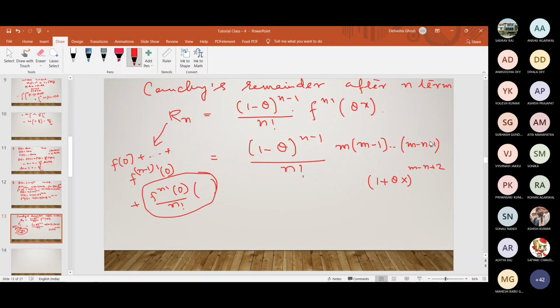In Cauchy's form the denominator is n minus 1 factorial for the n term, while in Lagrange's it's n factorial. So in the case of Cauchy, I'm writing n minus 1 factorial.